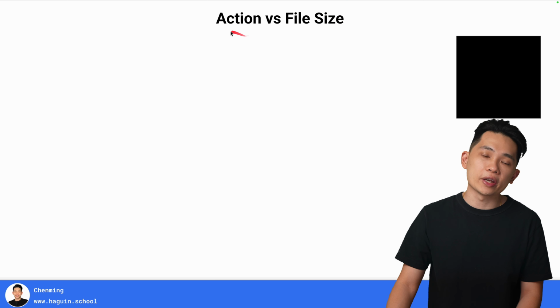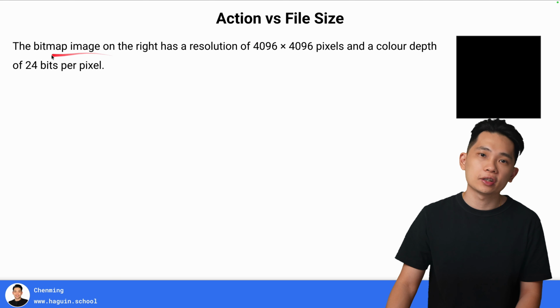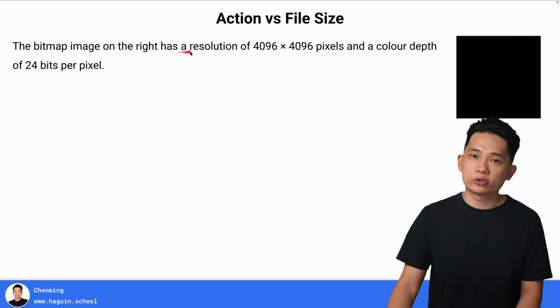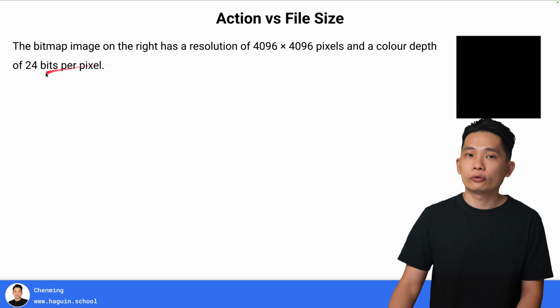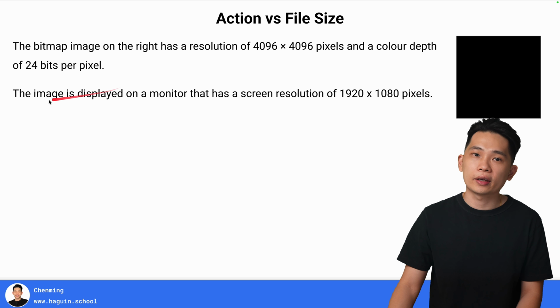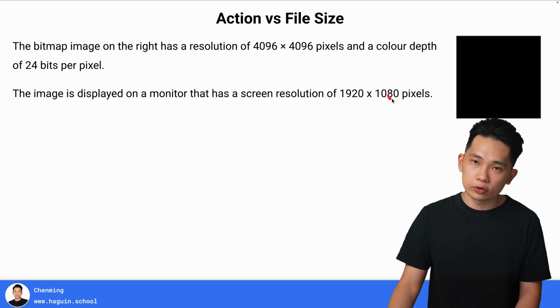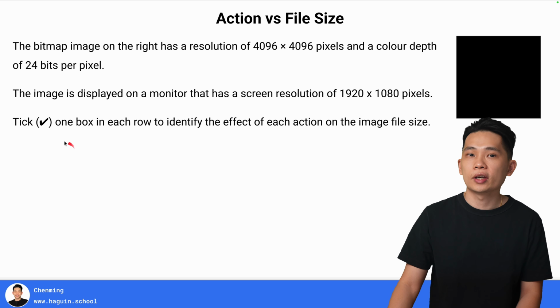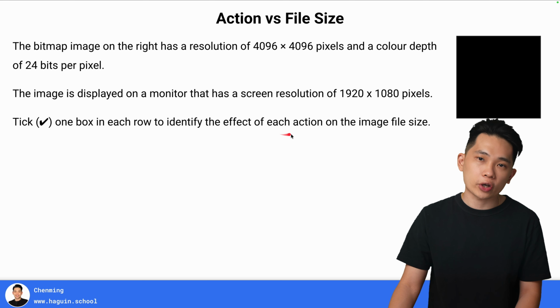The next question will be action versus file size. So the question is, the bitmap image on the right has a resolution of 4096 times 4096 pixels and a color depth of 24 bits per pixel. And next, the image is displayed on a monitor that has a screen resolution of 1920 times 1080 pixels here. So basically, we are displaying this image on a screen with this resolution here. And the question is, tick one box in each row to identify the effect of each action on the image file size. Now let's look at this table here.